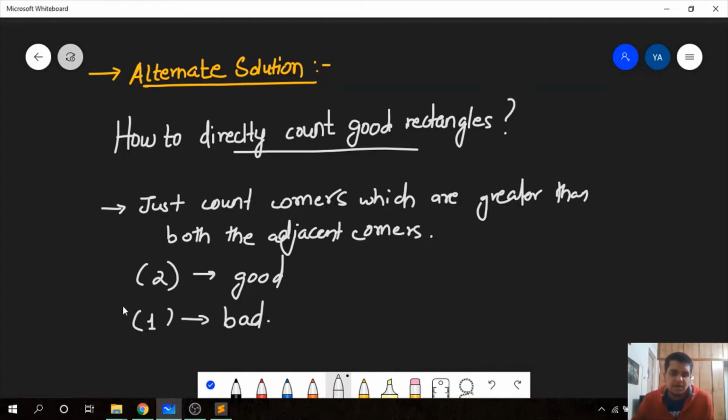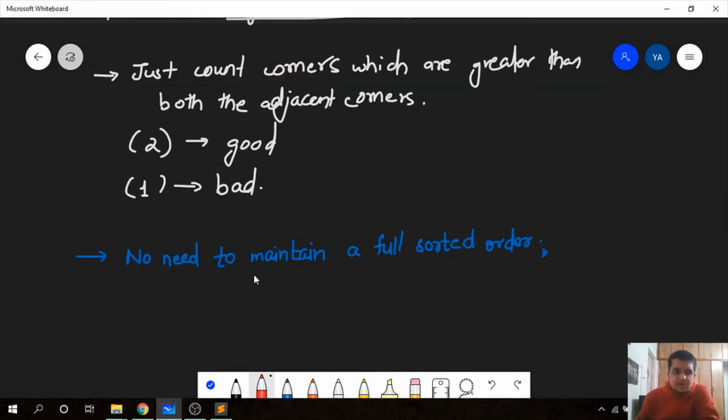Now let us go to the next step of this solution. So for this alternate solution, there is no need to maintain a full sorted order. We just need to maintain the count of how many cells are smaller or larger than the current cell in its respective row or column. So now we have discussed both the solutions, and now we will proceed to the C++ implementation walkthrough.